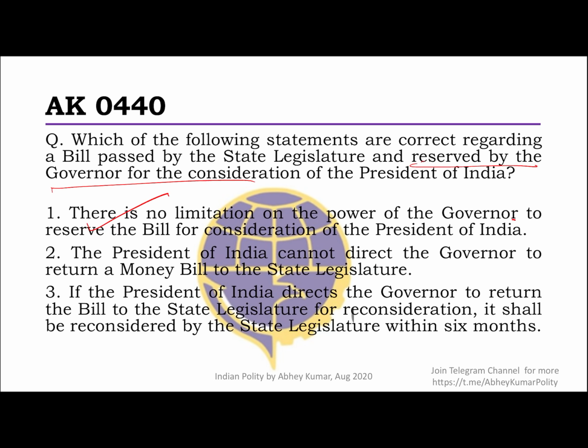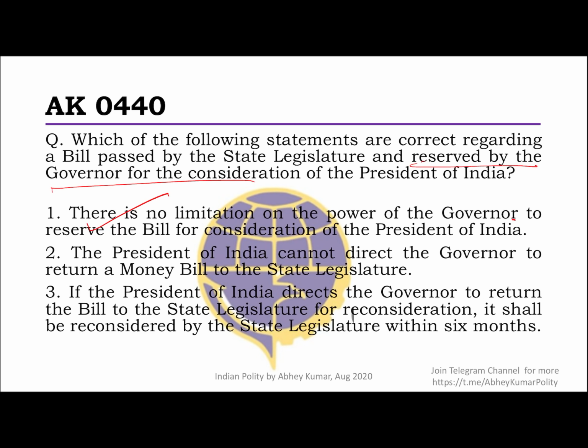Listen very carefully. So, for example, we know it is mentioned in the Constitution that if any bill passed by the State Legislature affects the powers, or let's say the kind of work of the high courts, then it must be reserved for the consideration of the president. So that is a limitation in a way, indirectly. But as such, there is no limitation on governor. Governor can reserve any and every bill, even a money bill.